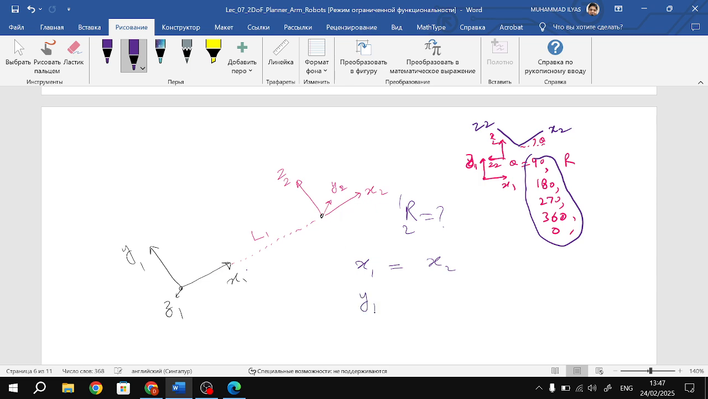What is the direction of y1? Y1 is in the same direction as what? This is y1. Y1 is the same direction as z2, right? What is z1? Z1 direction is opposite to y2, minus y2.